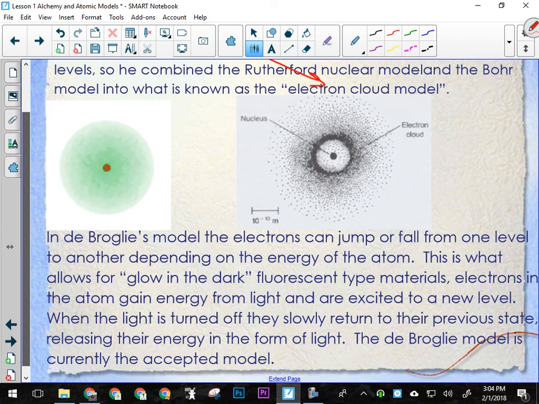All right. So the people that are probably the most important for you to know: Dalton, because Dalton came up with the original atomic theory. So Dalton and his 4 points, definitely important. Rutherford, definitely important because he discovered the nucleus. And de Broglie. Okay? De Broglie is important because he's the one who came up with the model we currently accept, and that's the electron cloud model.